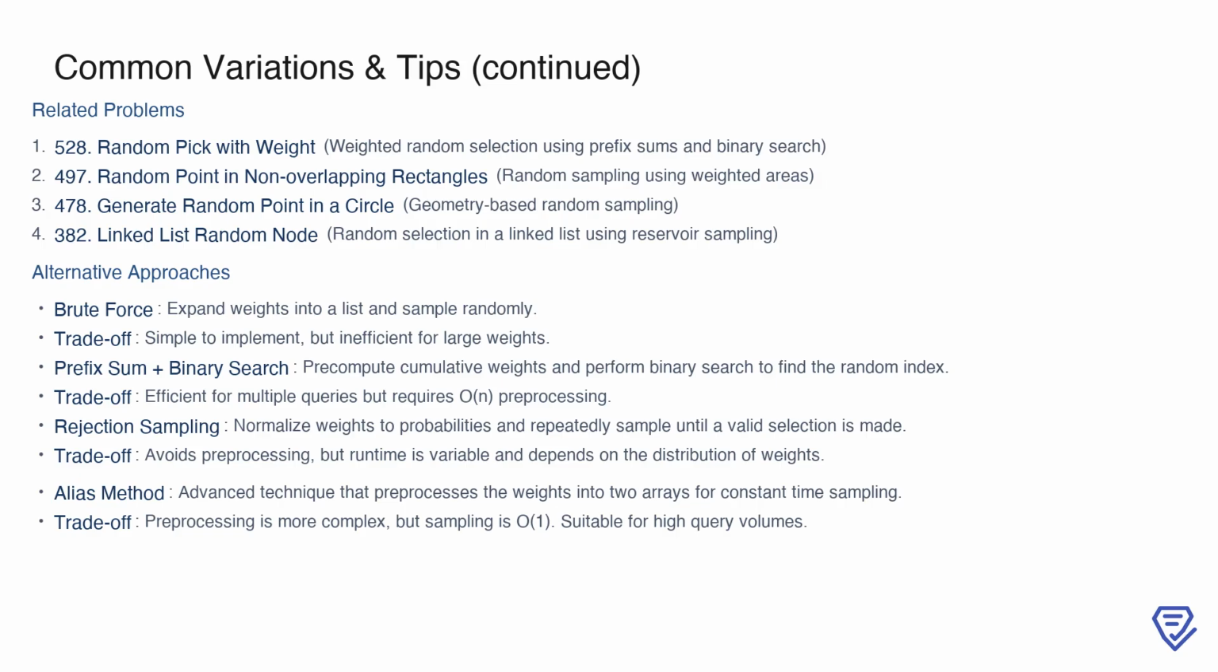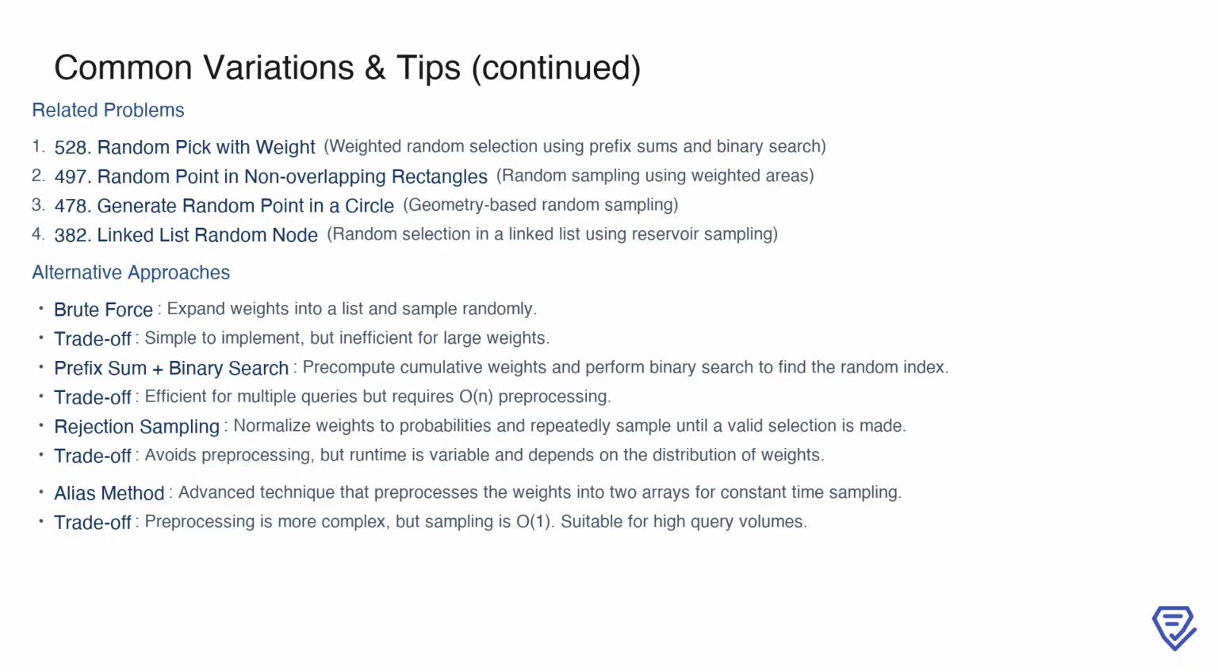For example, problem 497 involves random point selection in non-overlapping rectangles, which uses a similar weighted area approach. Problem 478 asks you to generate random points inside a circle, requiring geometry-based sampling techniques. And problem 382 explores random selection in a linked list using reservoir sampling. These variations broaden your understanding of sampling techniques.